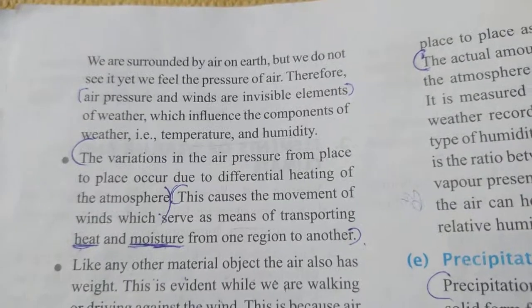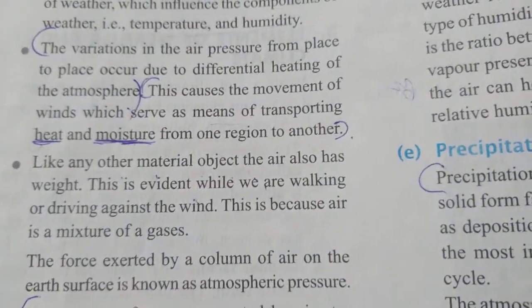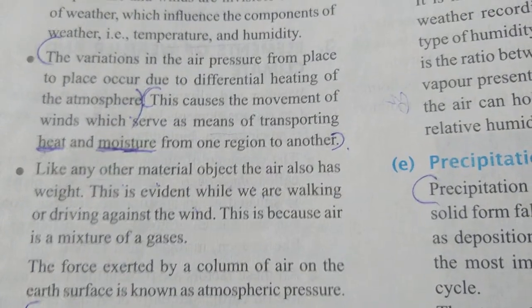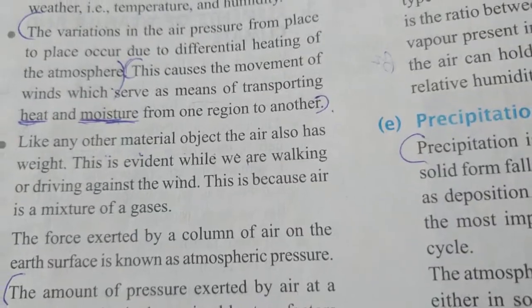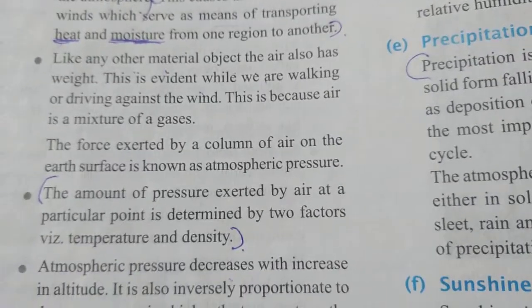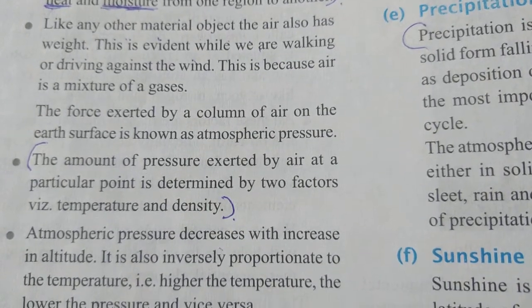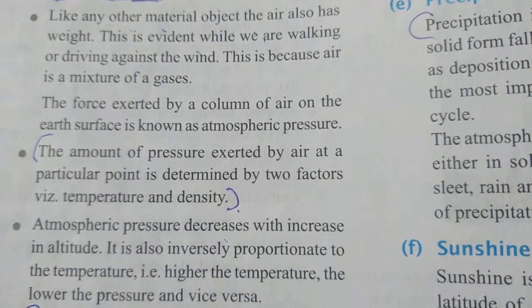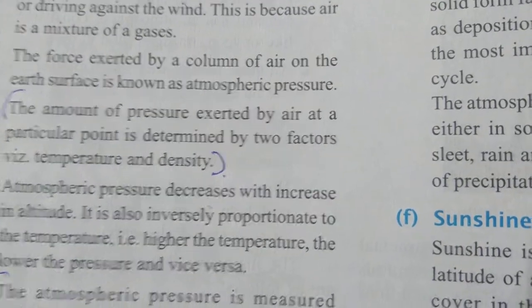The variations of weather which influence the components of weather, it means temperature and humidity. The variations in the air pressure from place to place occur due to the differential heating of the atmosphere. This causes the movement of winds, which serve as the means of transporting heat and moisture from one region to another. Like any other material object, the air also has weight. This is evident while we are walking or driving against the wind. This is because the air is a mixture of gases. The force exerted by a column of air on the Earth's surface is known as atmospheric pressure.